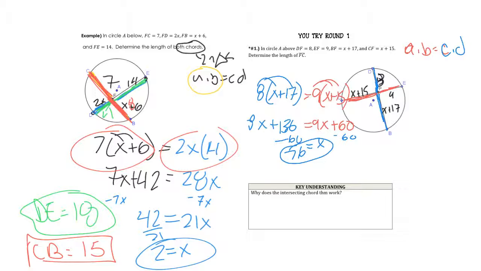So now I know what x is. I had to go back and make sure I answered the question. It said find the length of FC. FC is this line. So it's x plus 15. Well, x is 76, so it's 76 plus 15. So FC equals 91.